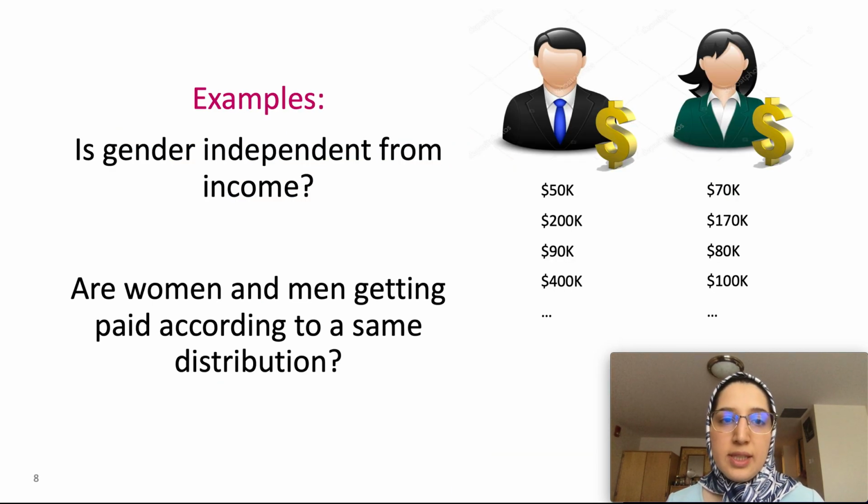So an example of this problem is that suppose we want to see if gender and income are independent from each other or not. You can model this problem as you have samples from two different distributions, income of the women and income of men, and we want to see whether these two distributions are equal or not.